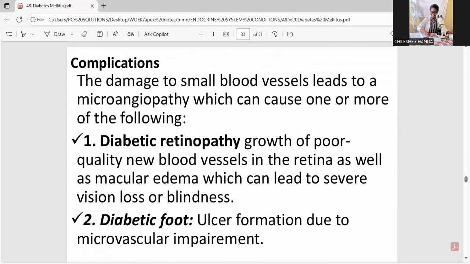Okay. So now we have complications of diabetes mellitus. It's very important for us to know what are the possible complications that a patient who is not managed well can end up having. And these complications are very, very serious, and some of them are actually life-threatening. So one, you find that there will be damage to blood vessels because of the too much sugar in their bloodstream. And this will lead to what is known as microangiopathy.